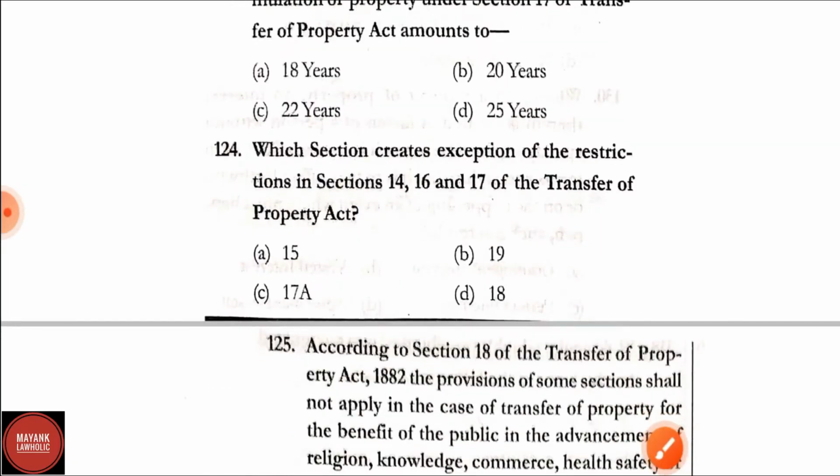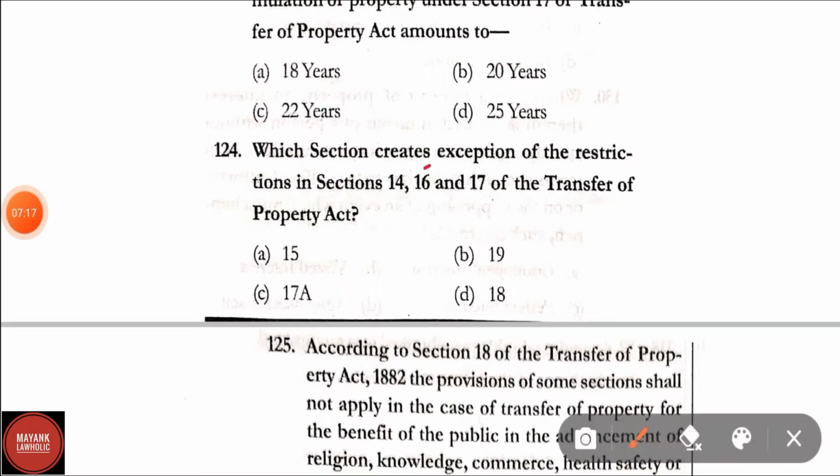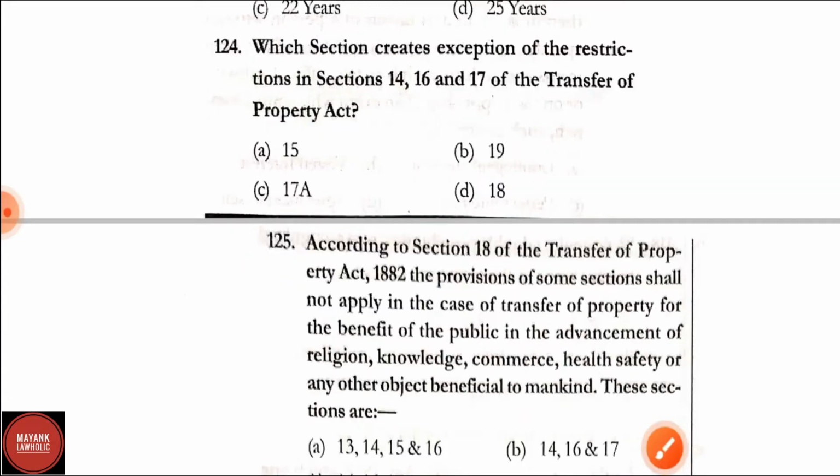Question number 124. Which section creates exception of the restriction of section 14, 16, 17 of TPA? Options are section 15, section 19, section 17A, section 18. Correct answer is section 18, that is option D.